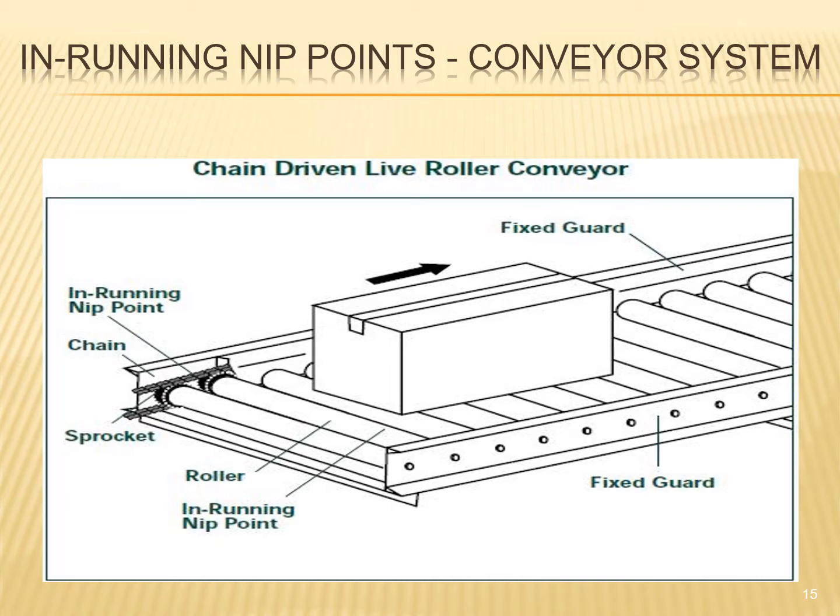In-running nip points conveyor system. This is a chain-driven live roller conveyor. The nip points along the chain and the rollers here. You have roller nip points in here, in between each roller. There's a fixed guard on the nip points within there, and then another guard over here.